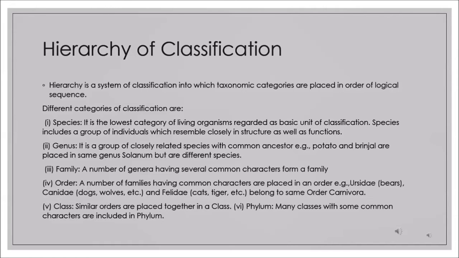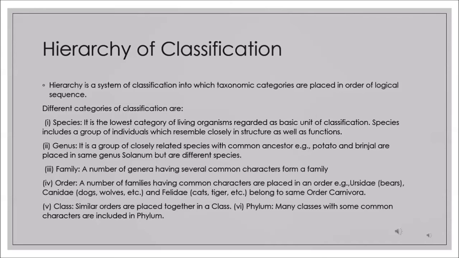So for example, Ursidae is the family of bears. Canidae is the family of dogs and wolves. And Felidae is the family of cats, tigers, etc. So the bear family, the dog and wolf family, and the cat and tiger family, these three are put together in one order called Carnivora. So this is an example. Even though they are different, some character similarities are there, so these are taken together and put under one order called Carnivora.